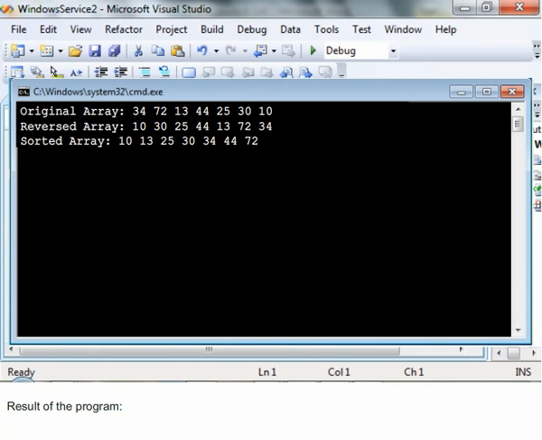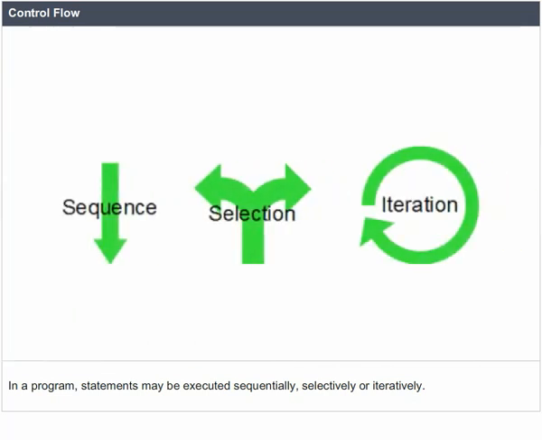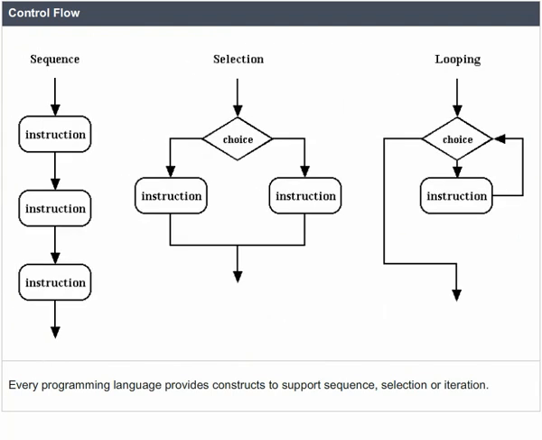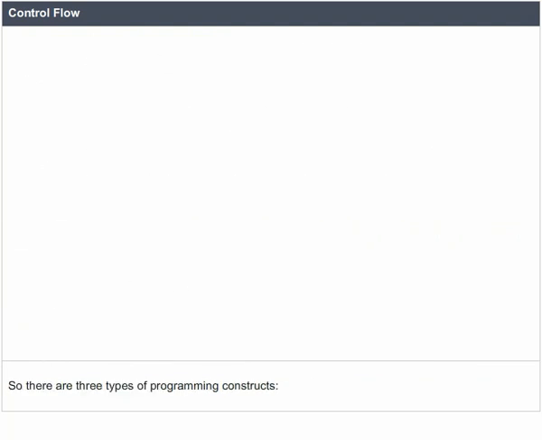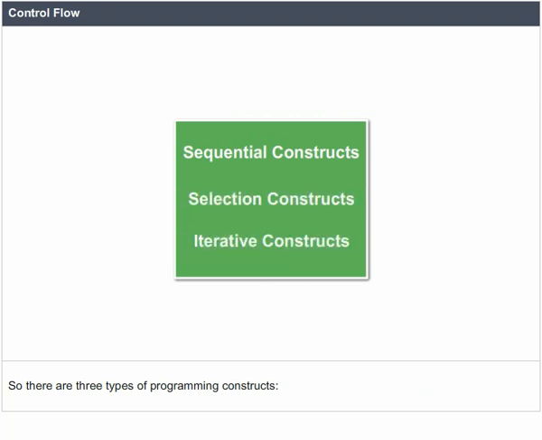Control flow. In a program, statements may be executed sequentially, selectively, or iteratively. Every programming language provides constructs to support sequence, selection, or iteration. So there are three types of programming constructs: sequential constructs, selection constructs, iterative constructs.